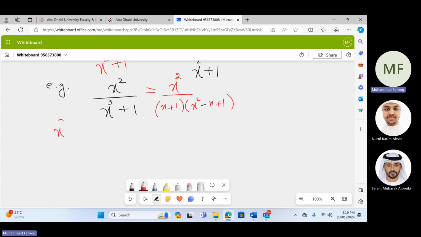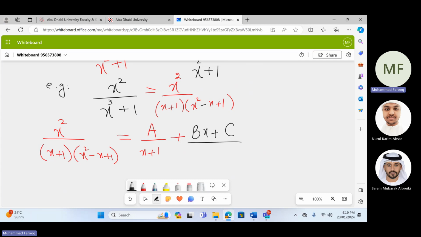So x squared divided by x plus 1 times x squared minus x plus 1 is equal to, okay, first factor linear. How many constants? Only one. So A divided by x plus 1. Okay, plus, next factor is what nature? Quadratic. How many constants? Two. So Bx plus C divided by x squared minus x plus 1.